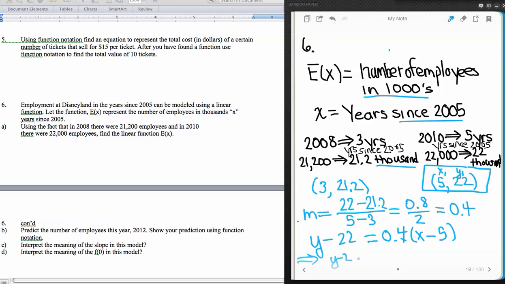So we have y minus 22 is equal to 0.4x, and then 0.4 times 5, that will give us simply 2. And then finally, I'm going to add 22 to both sides to solve this for y, putting it in my slope-intercept form. And when I do that, I'm going to get y equals 0.4x, and then that'll be plus 20, and that'll be my equation in slope-intercept form.